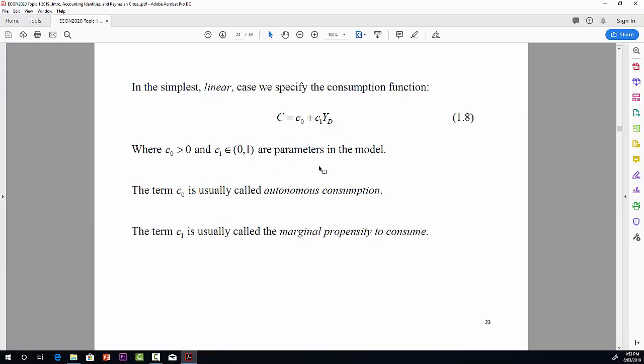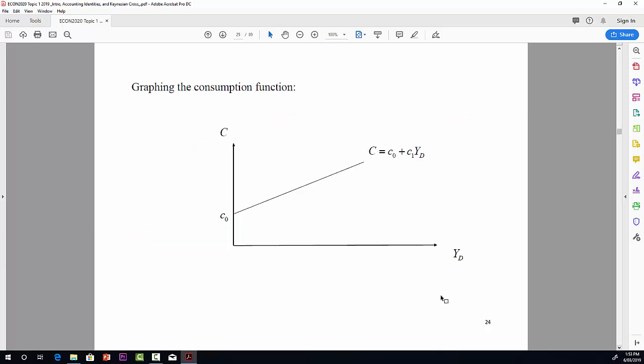Okay. So a standard parameter value is, for example, 0.8 for C1. C0 is known as autonomous consumption, which is sort of fixed, and C1 is called the marginal propensity to consume. This really comes out of the language of Keynes, who was English, and that's the way that English people used to speak back in his day.